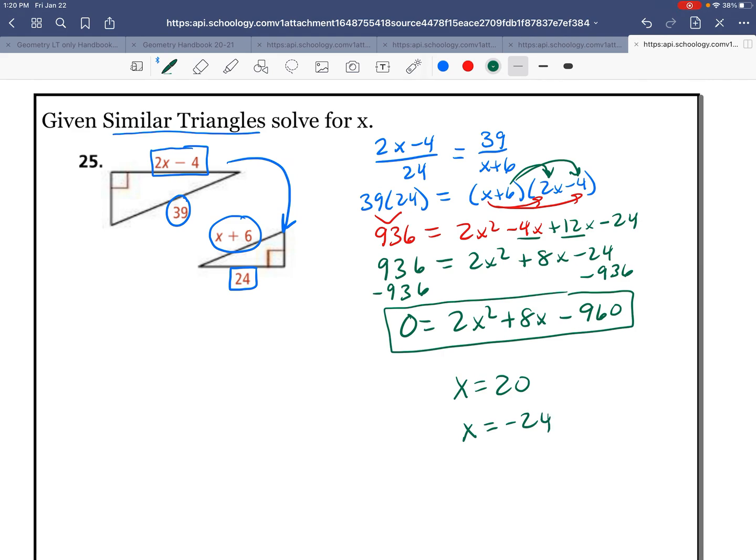Now, one of these is going to work, the other one is not. If I plug in negative 24, you can see in this side length it does not work because I get a negative length for a side. So this answer will not work for this problem. So my only answer is when x is 20, these two triangles will be similar. Okay.